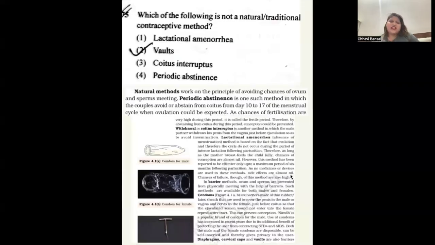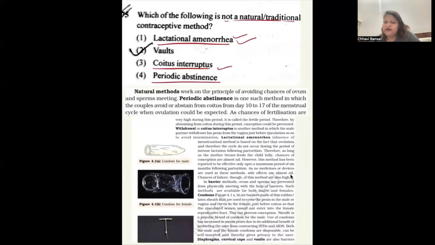Next is a very easy question. This is from reproductive health, in which you are going to tell which is not the natural or traditional contraceptive method. There are only 3 natural contraceptive methods mentioned in NCERT: lactational amenorrhea, coitus interruptus, and periodic abstinence. What is lactational amenorrhea? After pregnancy, till the mother is lactating, 6 to 9 months, there is no menstrual cycle, so that helps in contraception.